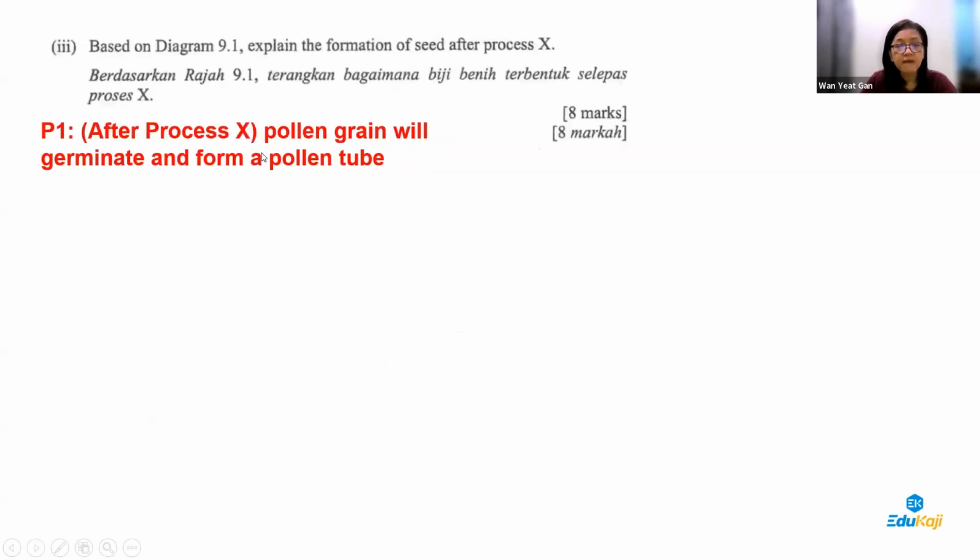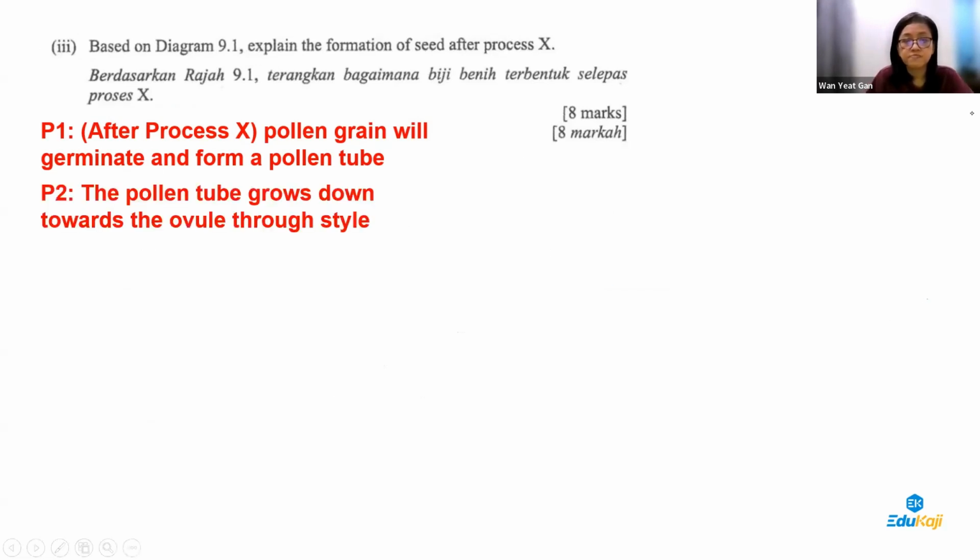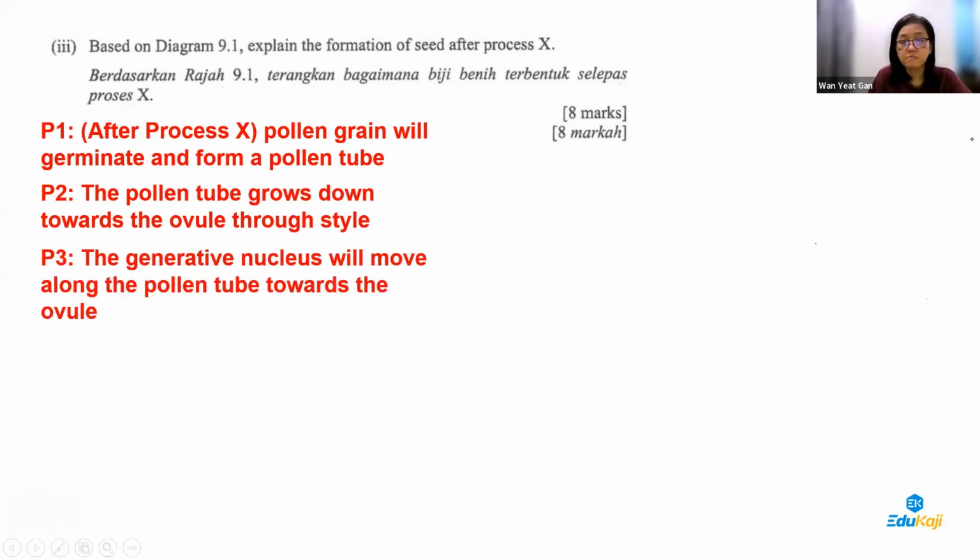Okay, first you say after process X, which is pollination, the pollen grain will germinate and form a pollen tube. Okay, so then the pollen tube grows down towards the ovule through the style. Okay, so the pollen tube will grow towards the ovule through the style. Okay, so it's like this.